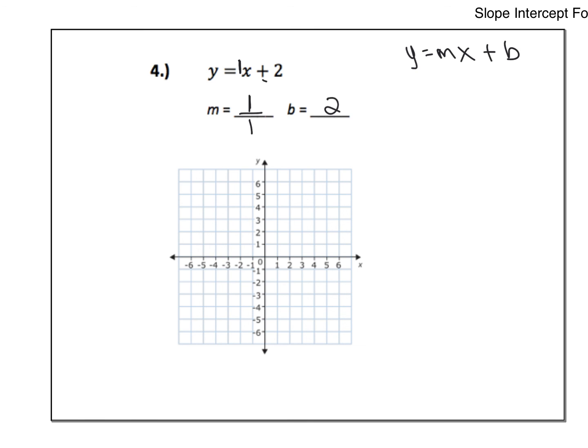Okay, so we begin with b. So I'm going to graph b on that y-axis. And I'm going to use my slope to make another point. So I'm going up 1, right 1. Up 1, right 1. That's it. I've made 3 points. All done.